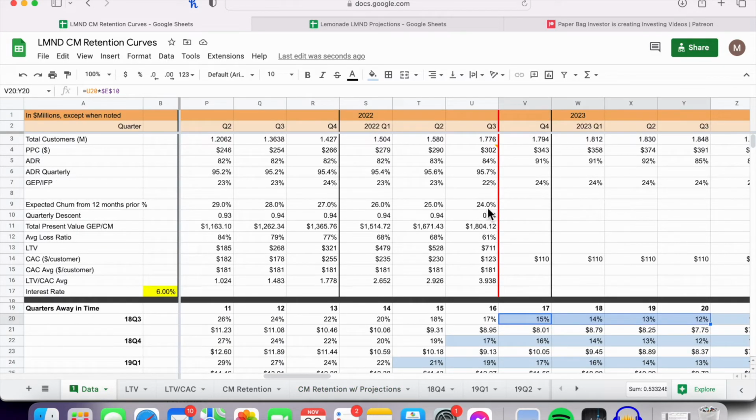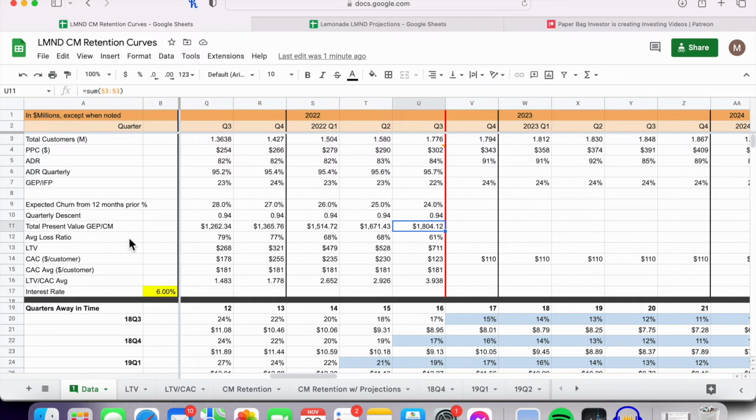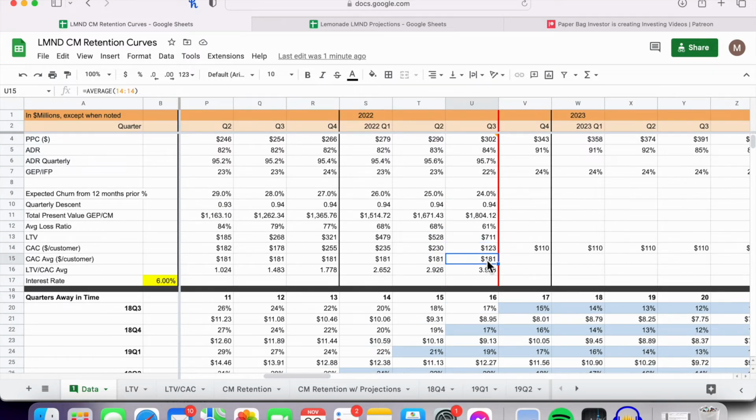And then from that, I have a quarterly decay calculated from that 12-month number, and then of course you get your total gross earned premium or total present value, factoring in that 6%, average loss ratio, lifetime value, and then they have customer acquisition cost listed, and then an average of those costs, and then we calculate the lifetime value divided by the CAC average.